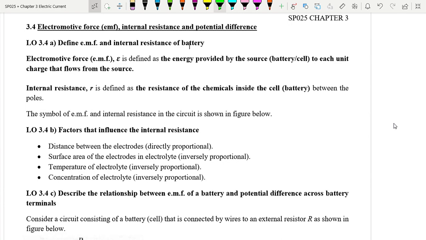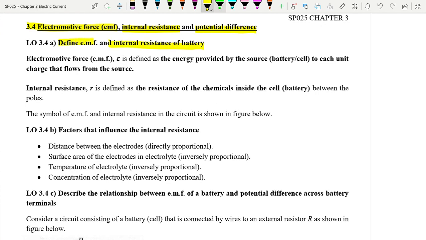So 3.4 is related to EMF, electromotive force, internal resistance of a battery and potential difference, while 3.5 will focus on arrangement of resistors in series and parallel. So let's first discuss the definition of EMF and internal resistance of a battery.